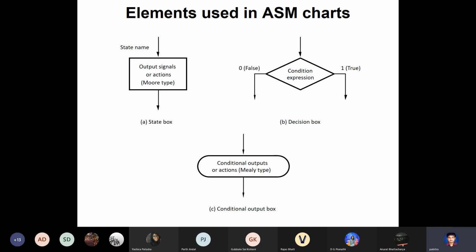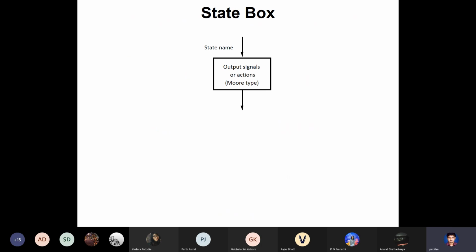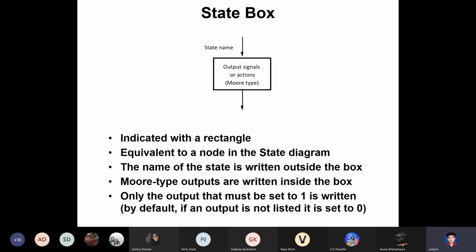The benefit these three elements have over standard graphs or bubble diagrams is that you can do higher level specifications. We'll soon see that. All right, so let's look at the individual components in a little more detail. This is the state box, which is equivalent to one node in the bubble diagram.